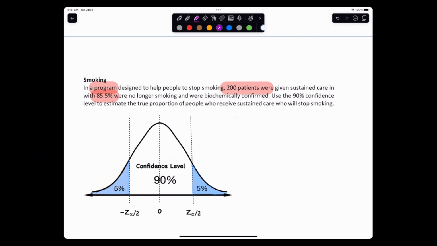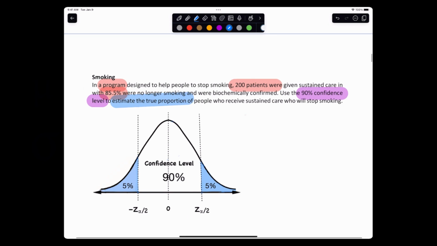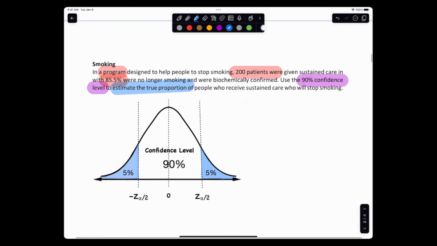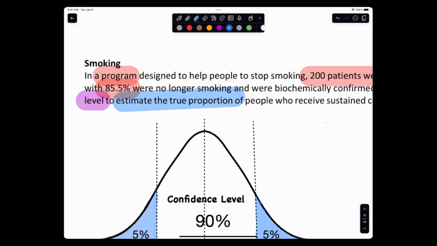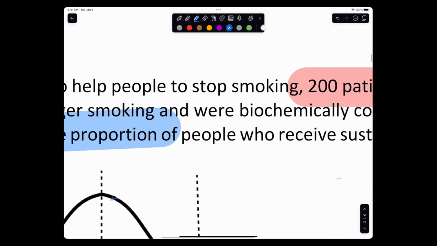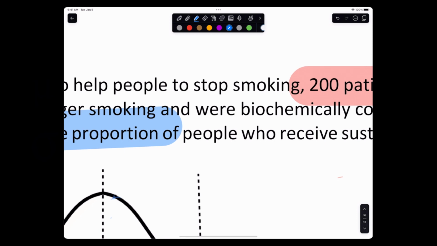Okay. Use what? 90% confidence level to estimate the true proportion of people who receive sustained care who will stop smoking. So this is a sample only of how many people? 200. Oh, what does that mean? Yes, that's the sample size.